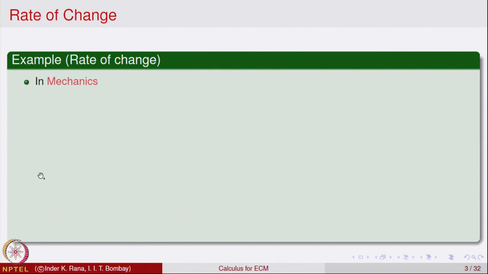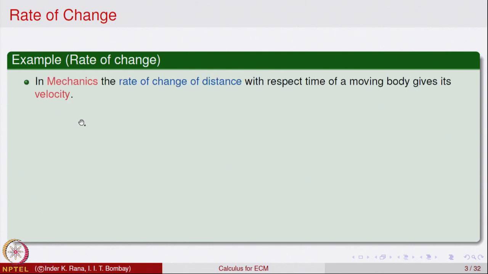For example, in mechanics, the rate of change of distance with respect to time of a moving body gives the notion of velocity. Many of you must have driven a car, or you must be sitting next to somebody driving a car, and you ask what is the speed, and immediately the person looks at a meter and says our speed is 61 kilometers per hour. That means, at that moment the vehicle is traveling at a speed of 61 kilometers per hour. How does the meter know the speed of the vehicle is so much?